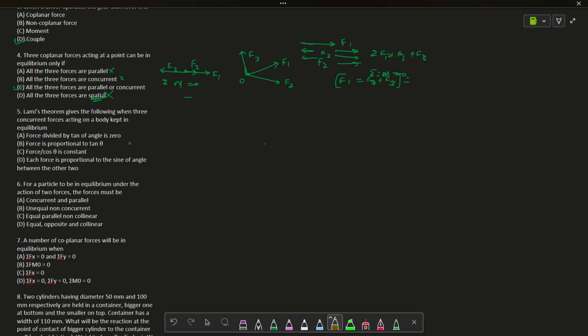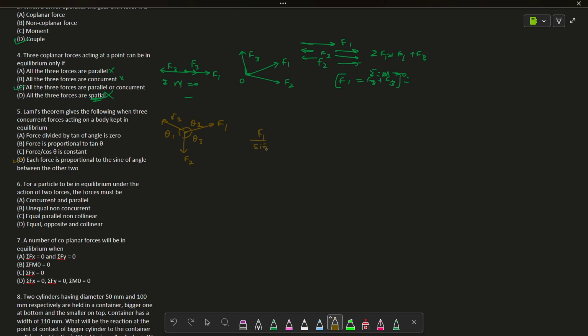Okay, so the fifth option is: Lami's theorem gives the following when three concurrent forces acting on a body are kept in equilibrium. We have studied that. Yeah, option is D. Let us explain it once again. F1 is here, F2 is here, F3 is here. The angle opposite of F1 is theta 1, opposite of F2 is theta 2, and opposite of F3 is theta 3.